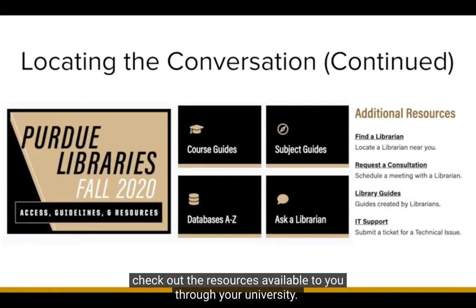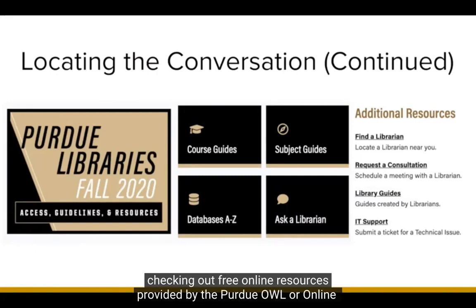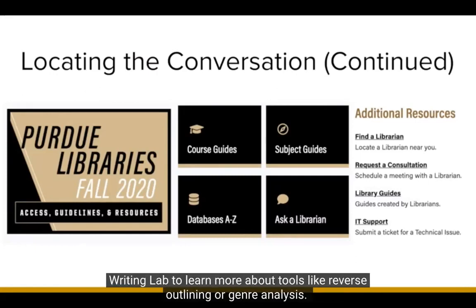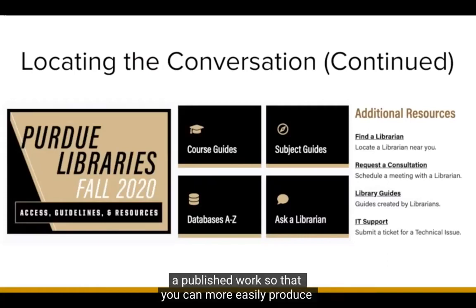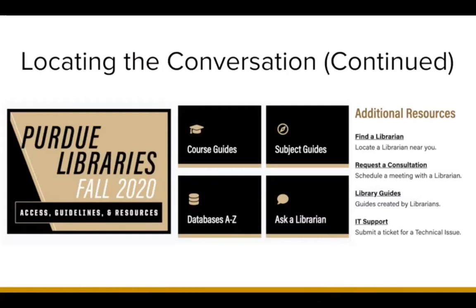Once you've found a few journal articles, you might also consider checking out free online resources provided by the Purdue OWL, or Online Writing Lab, to learn more about tools like reverse outlining or genre analysis. These tools are great ways to make sense of the different components that make up a published work so that you can more easily produce those components in your own academic writing.